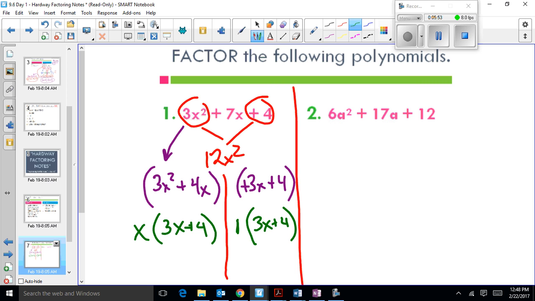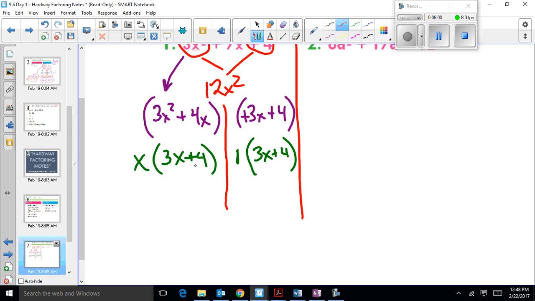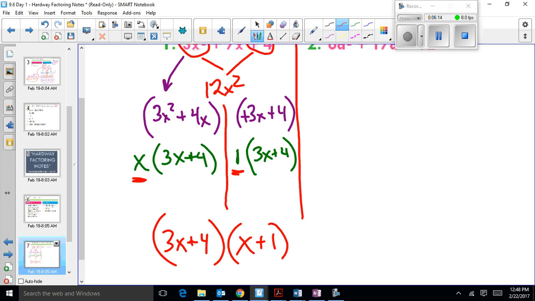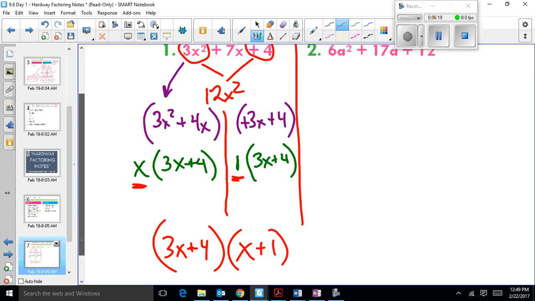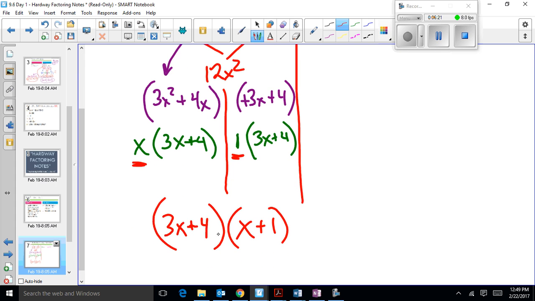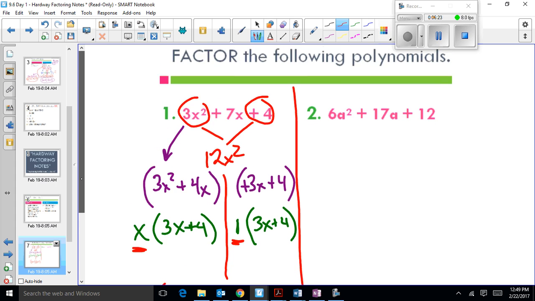And then look what we have. We have the same binomial on both sides. That's a good sign. That's what we want. Because now I can say one of my binomials is 3x plus 4. My other one comes from these other two terms that we factored out, which is an x and a positive 1. So we just factored this, and even though we got some extra stuff going on, we're able to figure out the two binomials that multiply together to make 3x squared plus 7x plus 4.